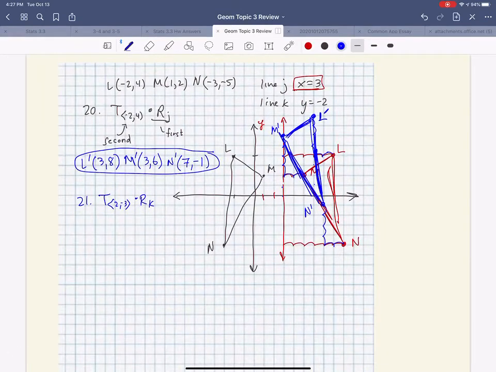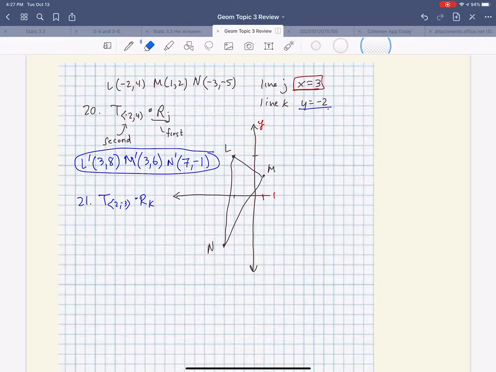So now I'm going to reflect over K. So that's y equals -2. So you can redraw this. I'm just going to erase it. All right. So now I want to take my same shape, same coordinates, and reflect over y equals -2. So that would be parallel to the x-axis. So this would be y equals -2.